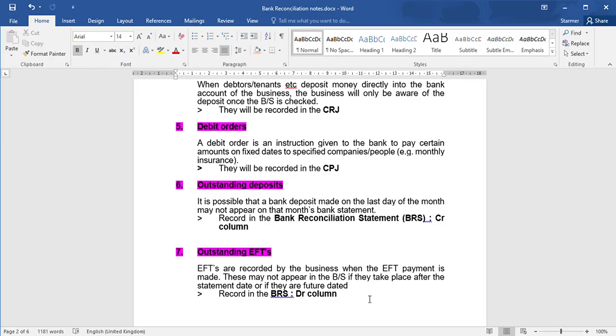They could also be future dated, in other words, dated with a future date, let's say in the following month, even later than that. So those EFTs appear in our CPJ. The bank hasn't recorded them yet, so they're going to go in the bank reconciliation statement. And that will go in the debit column because they will decrease the amount that is owed to the business by the bank.